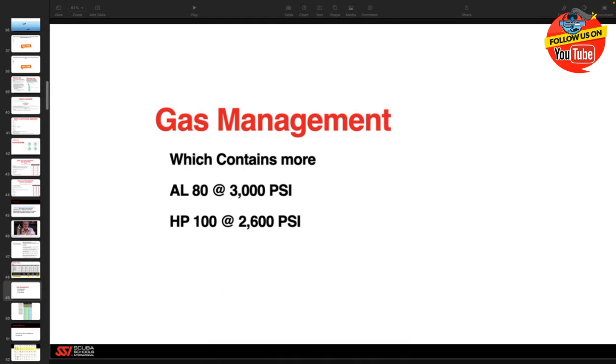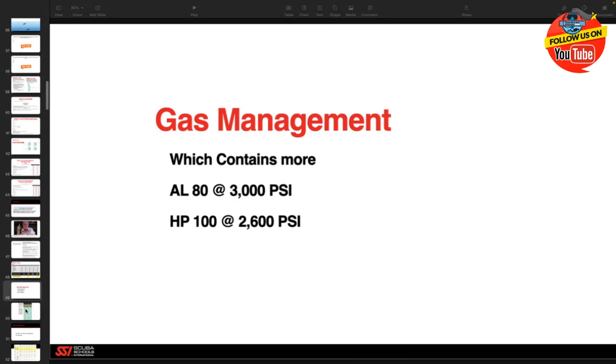Wouldn't that be the HP100 at 2,600 PSI? Okay, so we got one for HP100. Who else says HP100? I'm going to say the HP100. Okay, I got two for HP100. HP100. Got three for the HP100. You got more atmospheres of gas packed into that HP100 than you did the AL80. Okay, so is pretty much everybody on board with the HP100 is more?